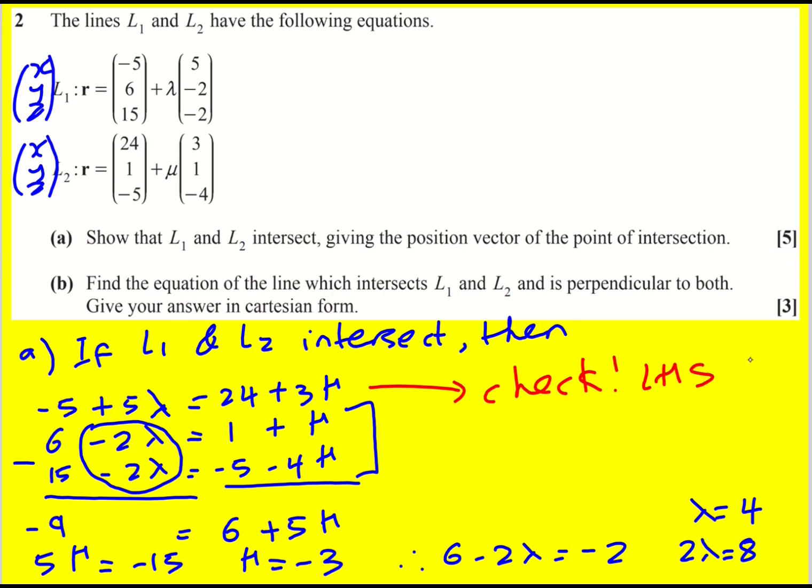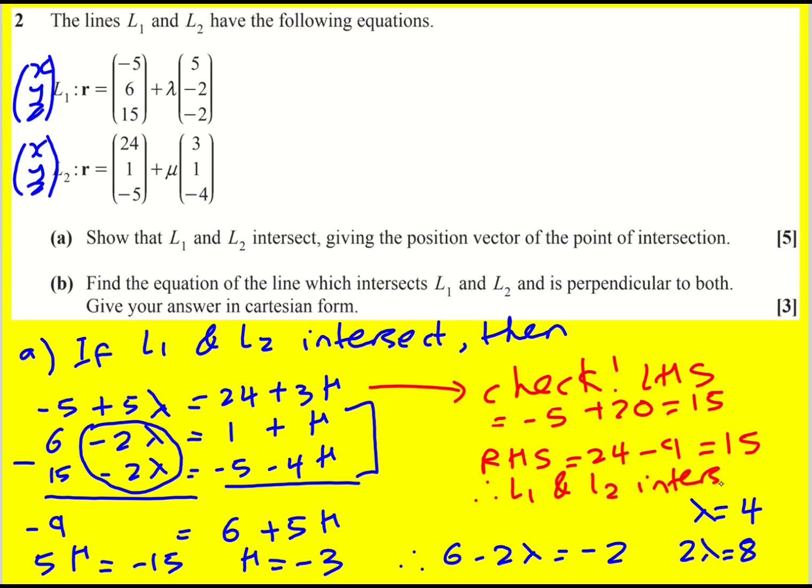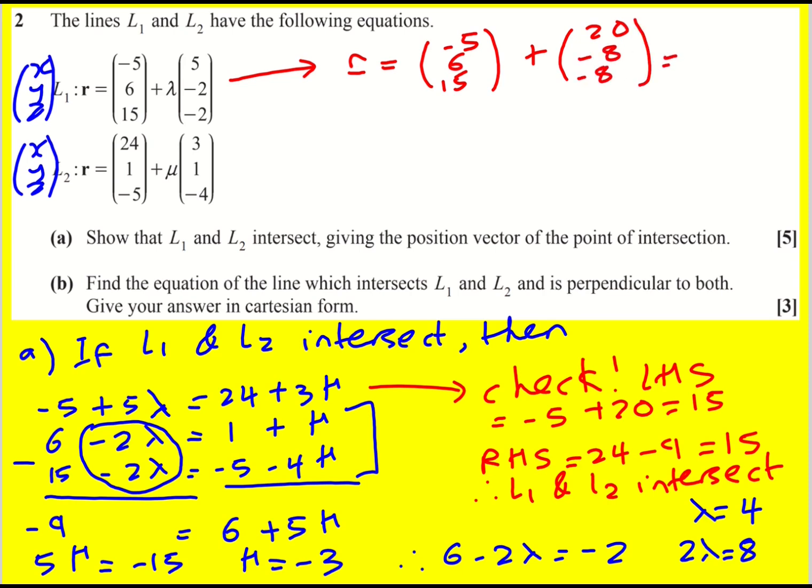So the left-hand side is going to equal -5 plus 20, which gives 15. Right-hand side is equal to 24 minus 9, which is also equal to 15. Therefore, L1 and L2 intersect. Just got to put it back into either one to get the position vector for the intersection. So I'll put it into this one. R is going to equal -5, 6, 15. Then my lambda is 4, so it's going to be plus 20 minus 8 minus 8, which gives me 15, -2 and 7. That is my position vector at the point of intersection.